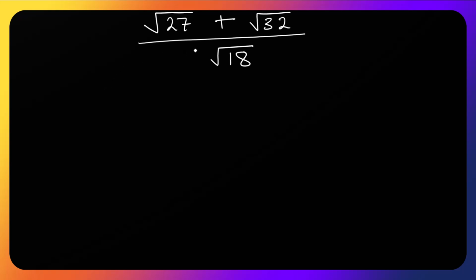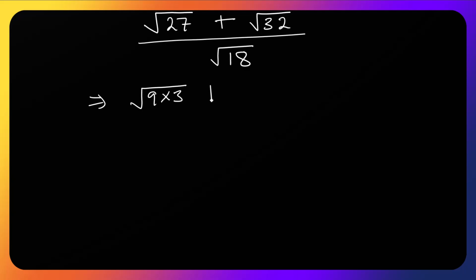Now, to simplify this, we have to first of all reduce them to their basic form. So 27 here is the same as 9 times 3. So 9 is a perfect square, then 3 is a prime number. So once you split this one, the root 3 will be a surd, then the root 9 here will be a perfect square, that will be 3.